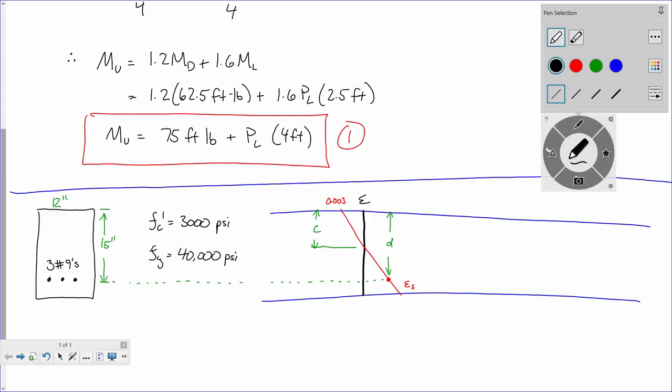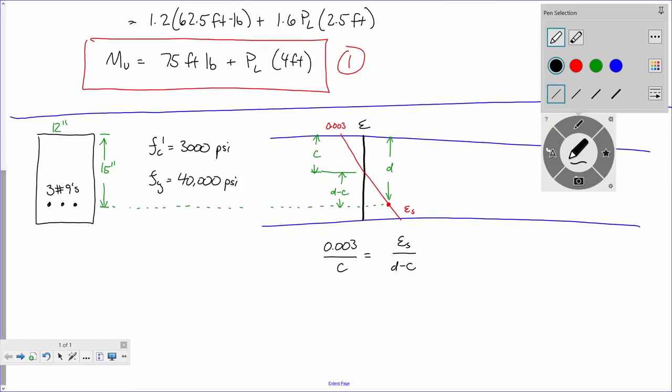So you all remember from similar triangles, this distance right here is D minus C. So from similar triangles, I can say 0.003 is to C as epsilon sub S is to D minus C, right? Y'all remember that? And therefore, epsilon sub S is 0.003 times D minus C over C, right? Now, let's see if y'all remember, why do I care about the strain in the steel?